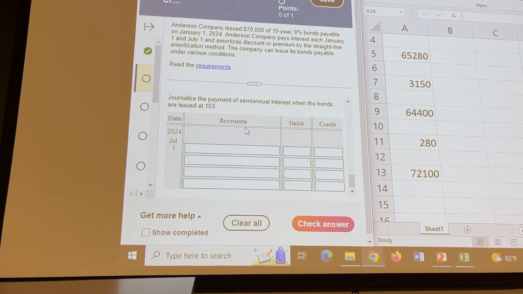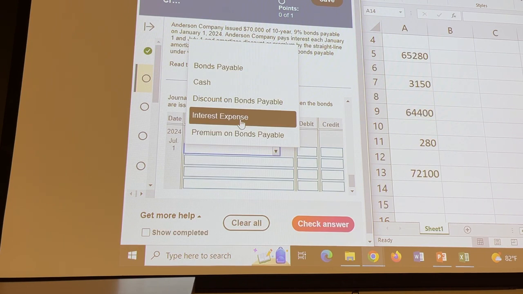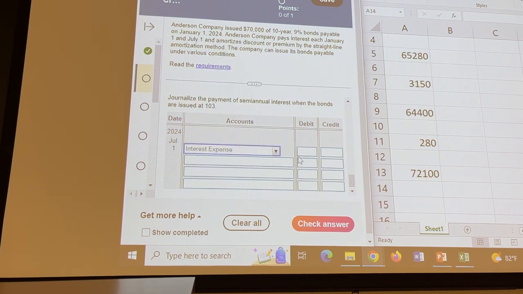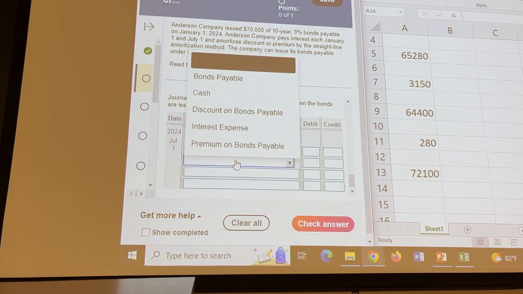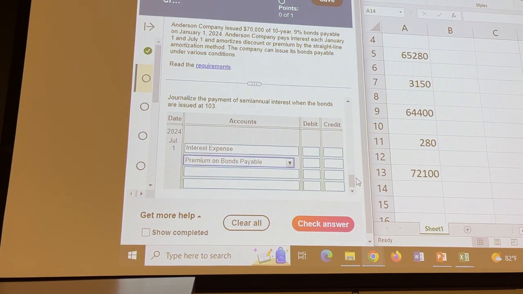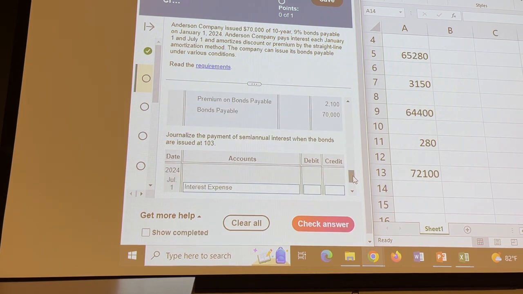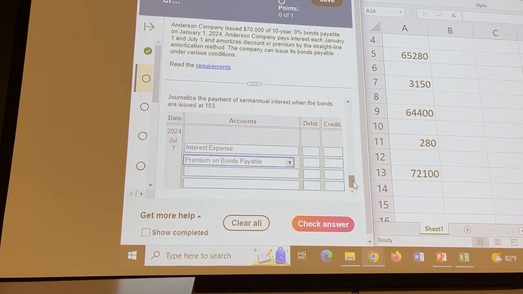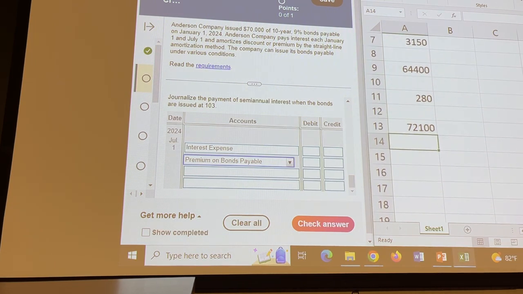Okay, then, journalizing the semi-annual interest. We'll debit interest expense, but we'll leave that dollar amount blank for right now. And then, we will debit premium on bonds payable. We initially recorded the premium by crediting it, so to amortize part of it off, we're going to debit it. And so the total premium is $2,100.